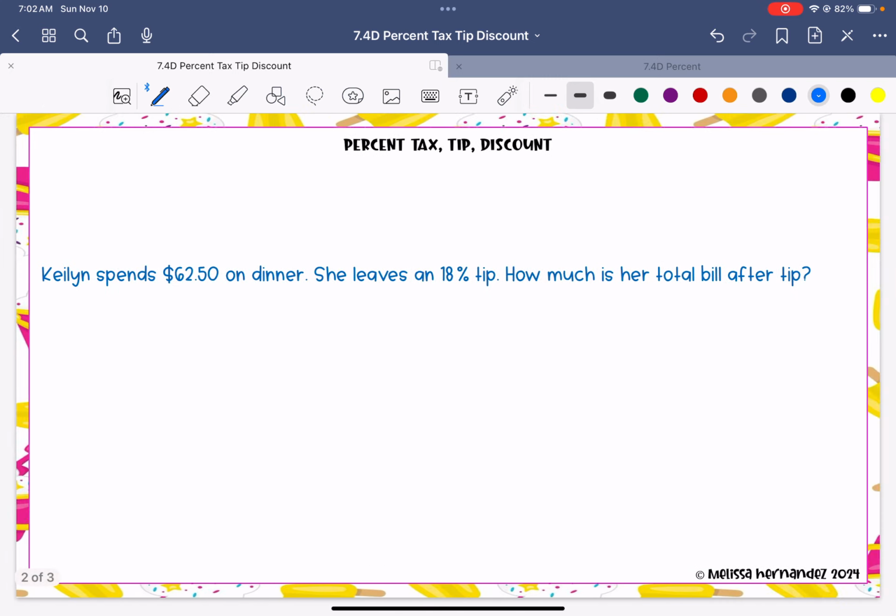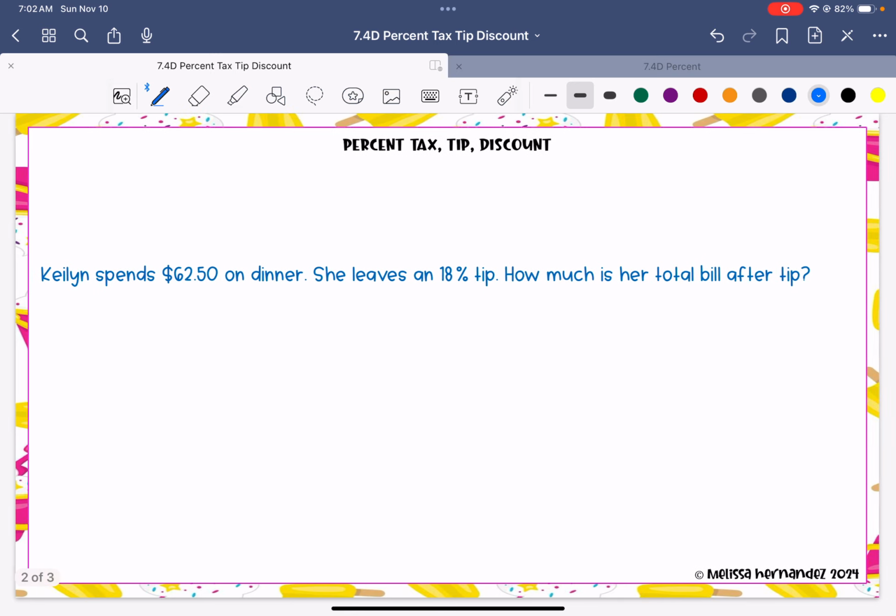So it says Kayleen spends $62.50 on dinner. She leaves an 18% tip. How much is her total bill after tip? So she's going to pay 18% on top of the $62.50. So what I first want to do is I'm going to show you two different ways.